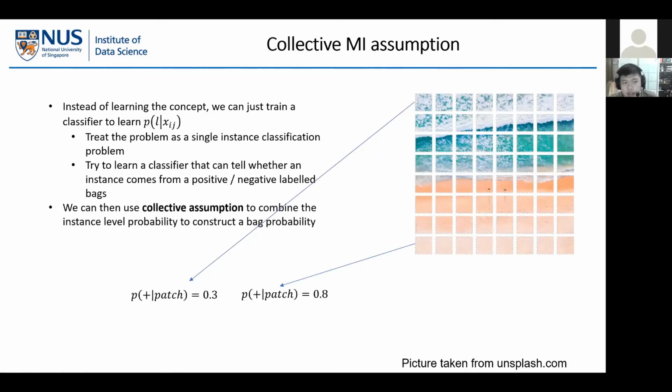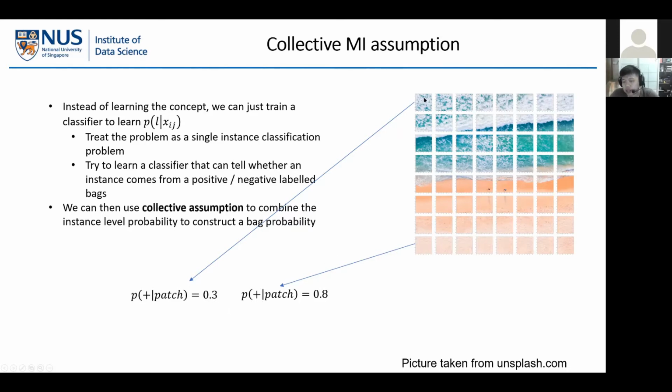Maybe to illustrate that, instead of learning the concept, suppose if this picture is a picture of a beach, then we label it as positive. Otherwise, it will be negative. For each of these patches, we can abstractly try to learn a classifier that will output a probability of this patch belonging to a positive bag, or in this case, belonging to a picture of a beach, given the patch.